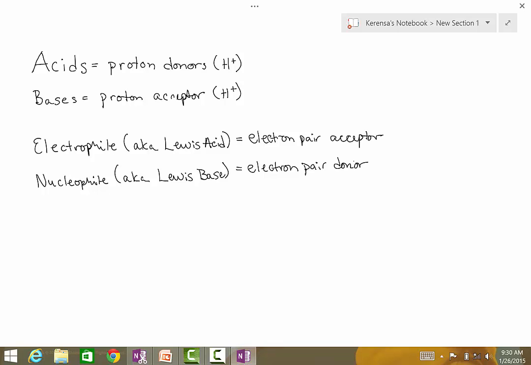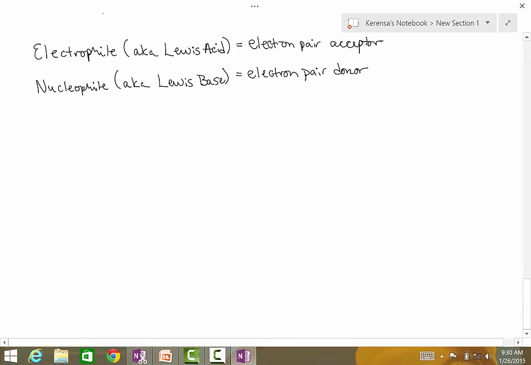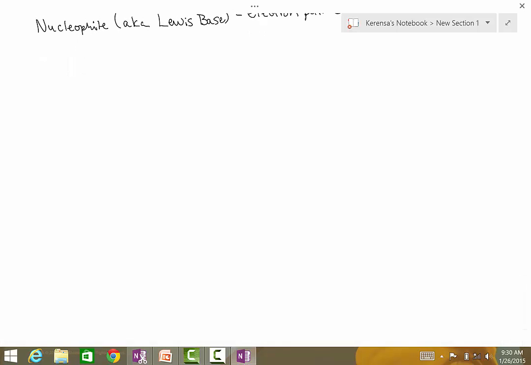And I find many students have a very difficult time knowing when you should do a substitution versus an elimination. And it really does come down to whether something is acting as an acid or a base, or an electrophile and a nucleophile. So I'm going to give you some examples that I think will be very illustrative. So in both of these chapters, you're able to take alcohols to either alkyl halides or take an alcohol to an alkene. And it really does depend on what the acid is doing in both cases.